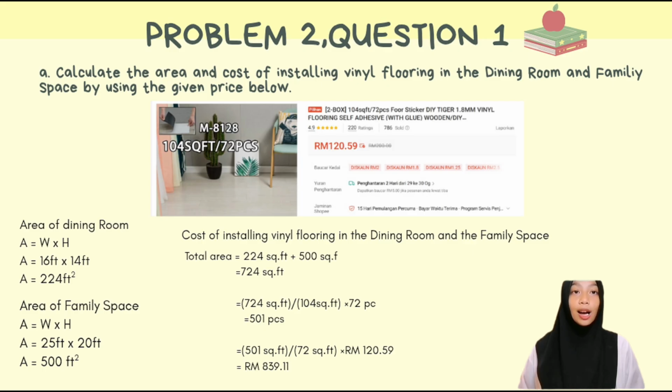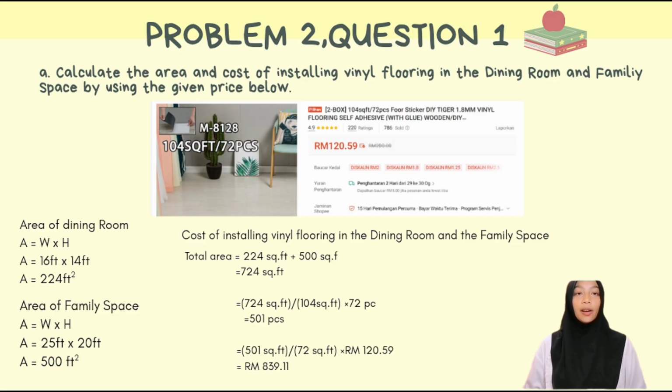Next, we want to know how many pieces and the total cost of them. 104 square feet is the area that one box can cover, which is 72 pieces. So, 724 square feet divided by 104 square feet multiplied by 72 pieces equals 501 pieces.